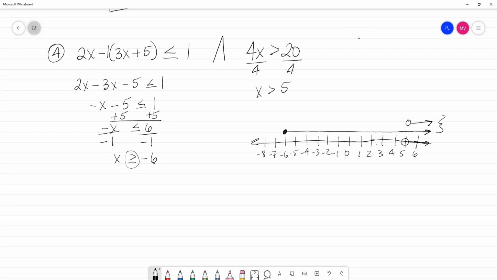So at this point, your answer is this right here. So what that says is, as long as x is greater than 5, it is a solution for both x is greater than or equal to -6 and x is greater than 5. So this is your answer. Because if x equals 6, +6, is it greater than -6? Sure, it's positive. +6 is larger than -6, and +6 is larger than 5.